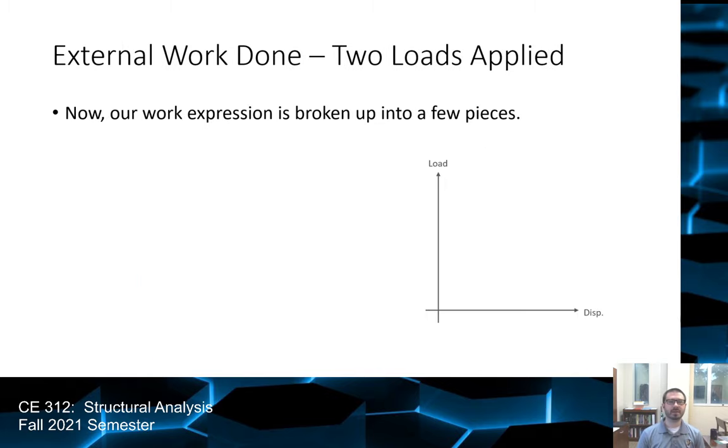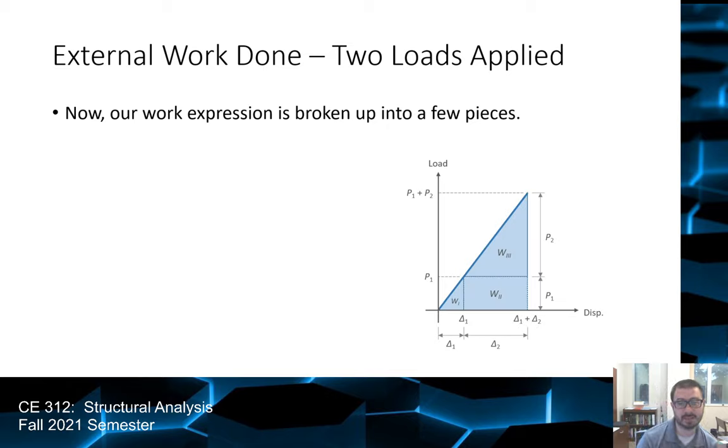Okay, so let's look at the external work done. The first thing that we do is we apply that P1, and the structure responds by deforming some amount delta 1. Then we apply some amount P2, and the structure responds by deflecting some additional amount delta 2. So if you look at your load deflection curve, it's now got some different regions. And so if you notice here, I've called this W1, W2, W3, just so that we're referencing something that's common.